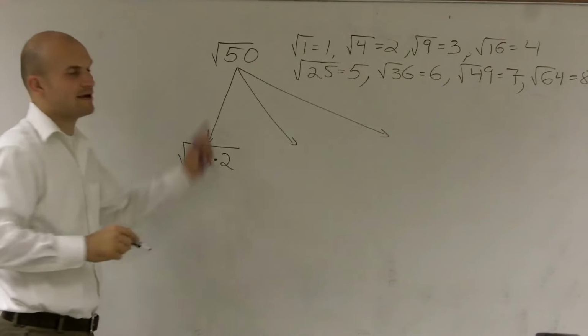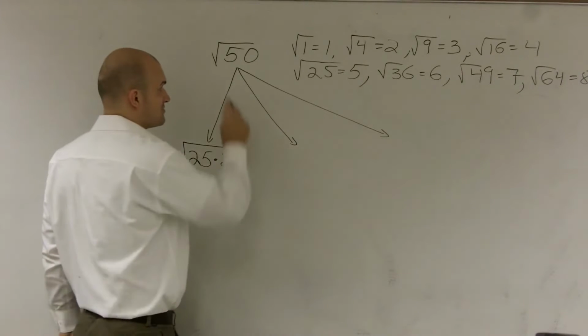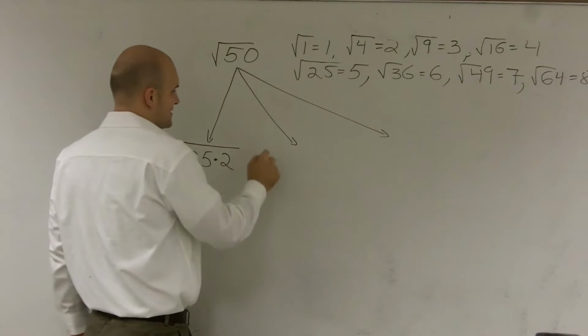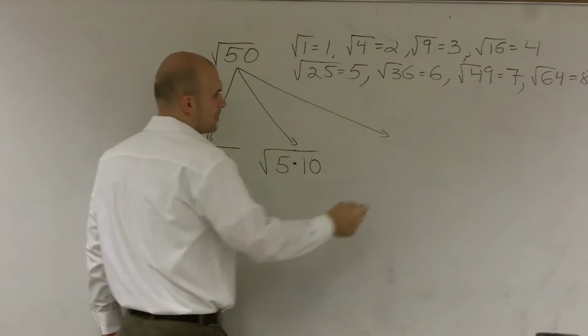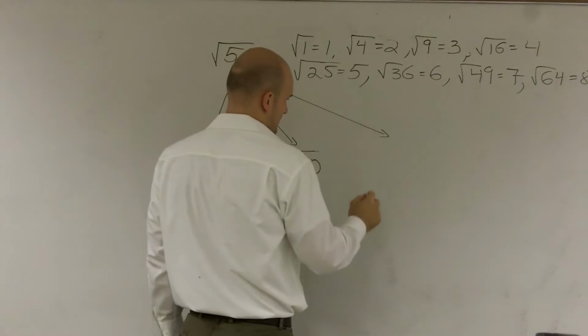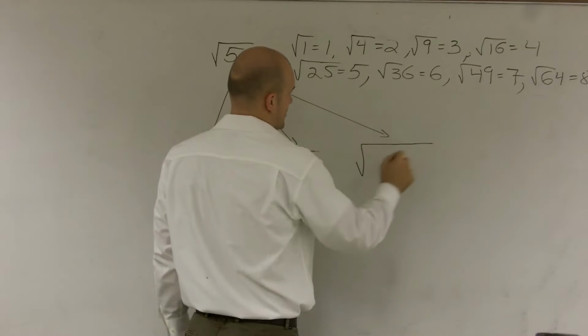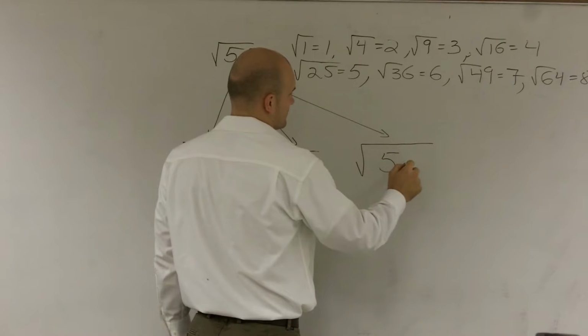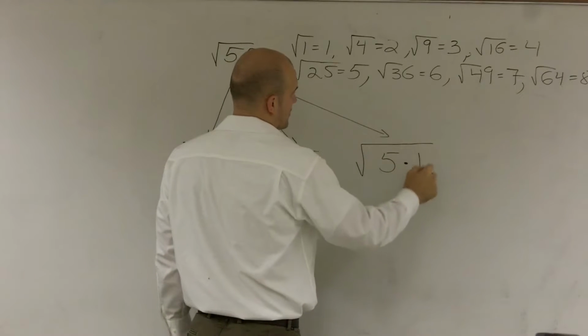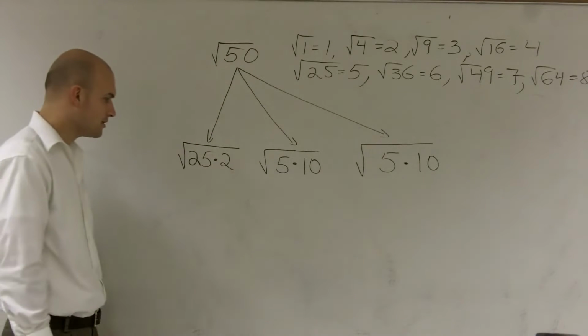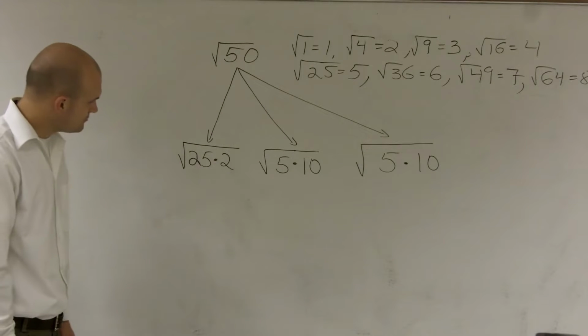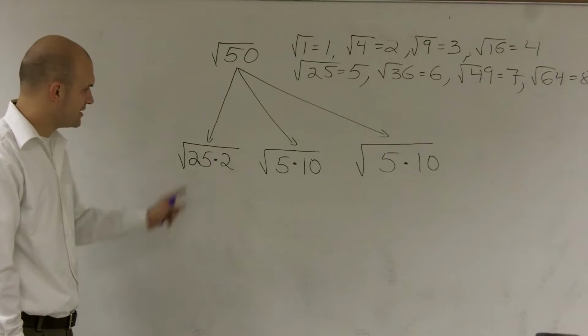Now, here's not my third way, but here's the biggest misconception. Students always say, oh, 5 times 10, that's easy. All right? Or what we could also do is do square root of 5 times 10. All right? And what we're going to do is actually factor this one, and I'll show you how this one works.